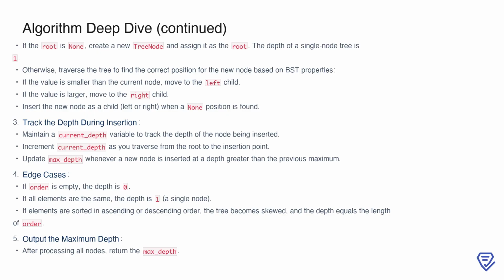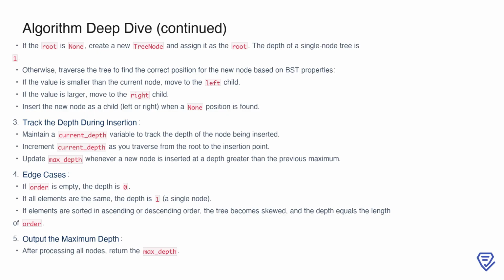If the value being inserted is smaller than the current node's value, we move to the left child. If it's larger, we move to the right child. The new node is inserted when we encounter a None position on either the left or right. During this traversal, we keep track of the depth of the current node being inserted using a variable called current_depth.